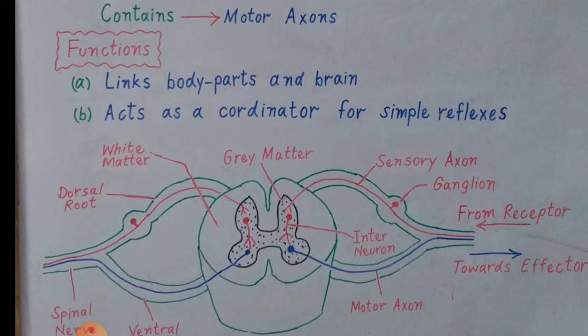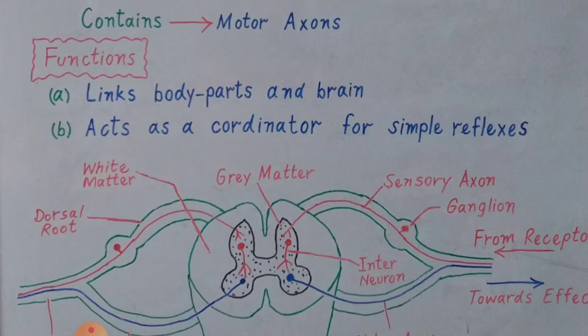Now we'll see the functions of the spinal cord. Spinal cord links body parts and brains. It gets stimulus message from the receptors and send them to the brain, and from the brain it gets response message and send them towards the effectors. So it links the body parts and the brains. Spinal cord also acts as a coordinator for simple reflexes.